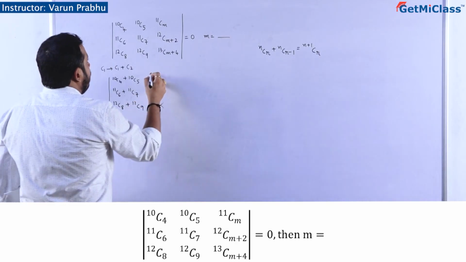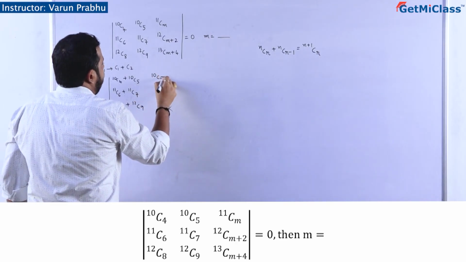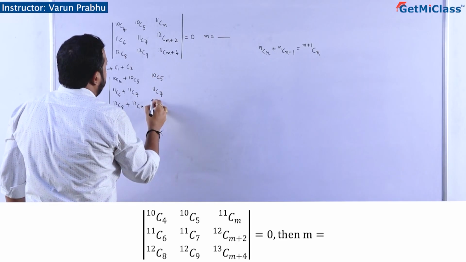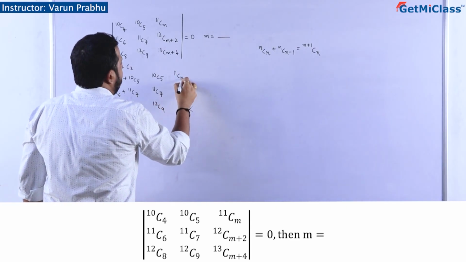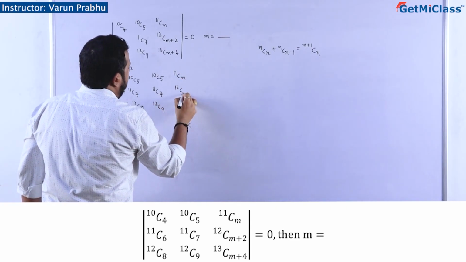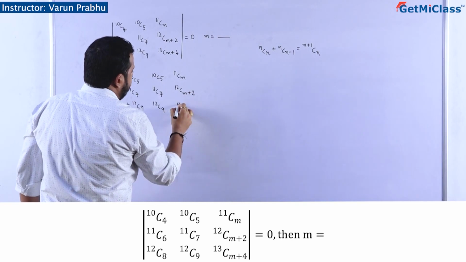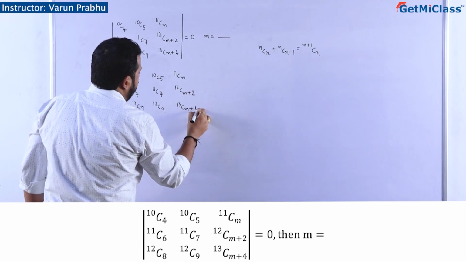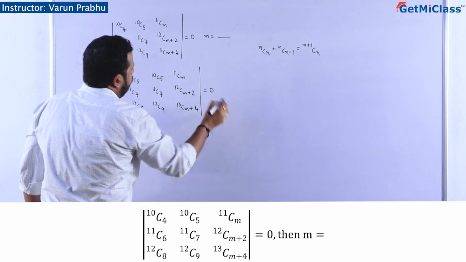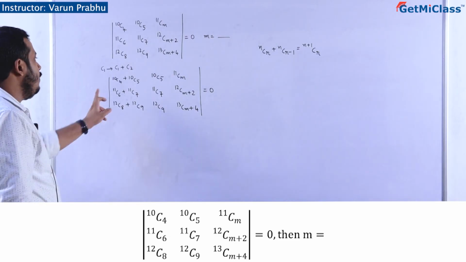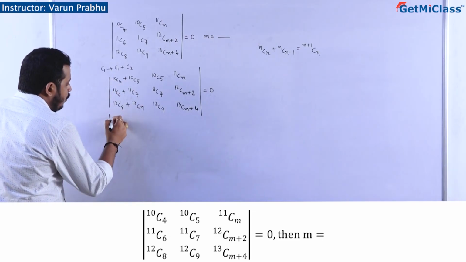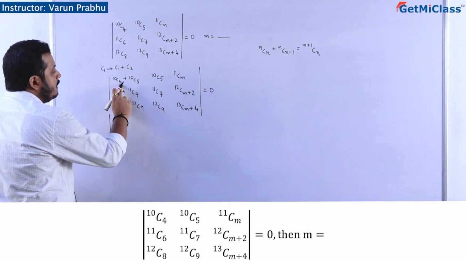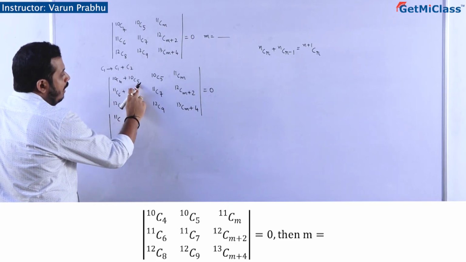Is it okay? And then this is 10C5. This is 11C7 and this is 12C9. Is it okay? And this is 11CM, this is 12C(M+2) and this is 13C(M+4). Is it okay? This value is equal to 0. Do you get it? So if you clearly see, nCr plus nC(r-1) is (n+1)Cr. What is the value of r here?